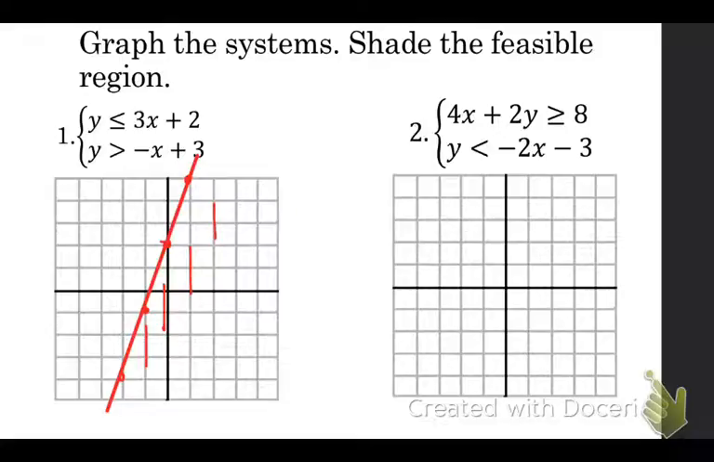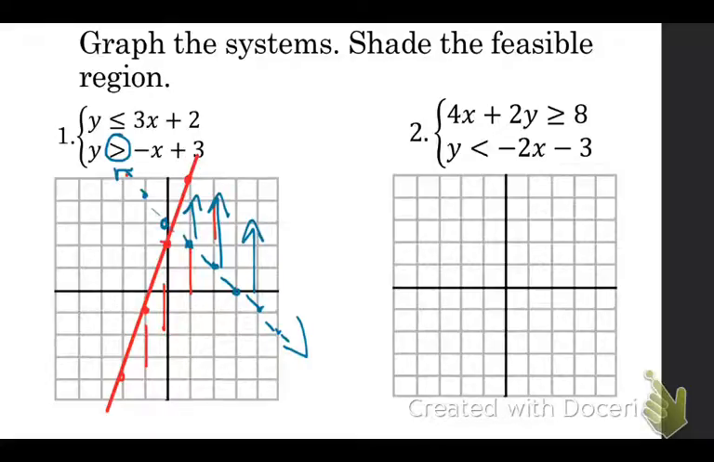I'm just going to put a few marks going straight down from that line so I can determine where my regions overlap. The second one, y is greater than negative x plus 3, so this crosses at positive 3 and has a slope of negative 1. This one is going to be a dashed line. And then I have to determine where I shade. Since y is greater than, the greater values of y would be above this dashed line.